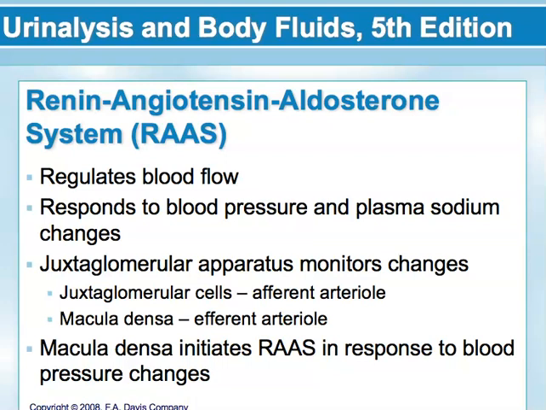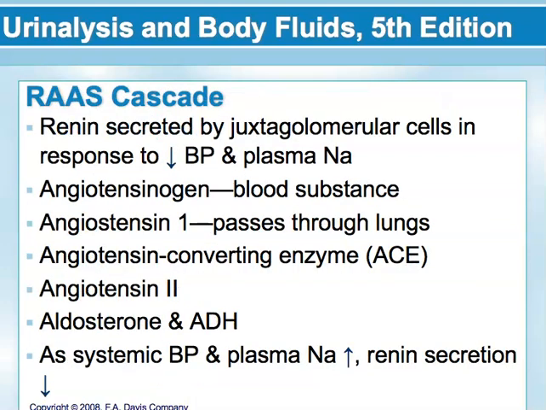So the RAAS cascade starts with renin, which is an enzyme produced by the juxtaglomerular cells. It's secreted and reacts with a substance in the blood called angiotensinogen, and it produces angiotensin 1, which is an inert or inactive hormone. Angiotensin 1 then passes through the lungs, where angiotensin converting enzyme, or ACE, changes it to the active form, angiotensin 2, which corrects renal blood flow in the following ways.